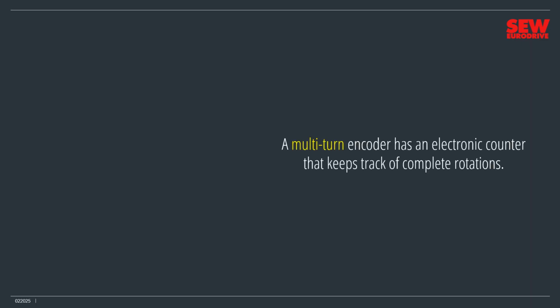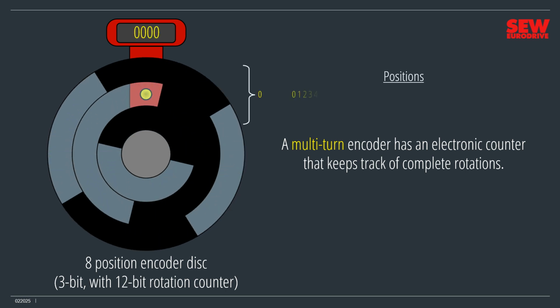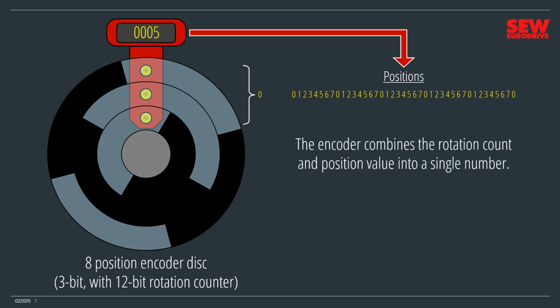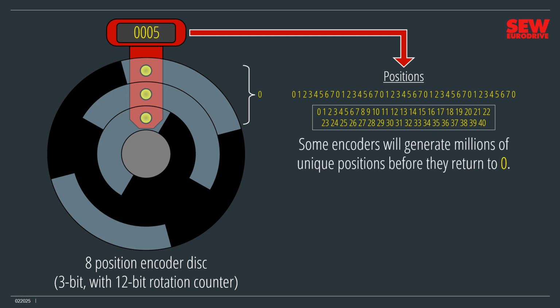For applications that must move longer distances, there is a better choice. A multi-turn encoder has an electronic counter that keeps track of complete rotations. Notice that as the encoder disk turns, the positions repeat after each rotation, but the counter keeps track of the individual rotations. The encoder combines the rotation count and position value into a single number. What it actually outputs is a long string of unique numbers. Some encoders will generate millions of unique positions before they return to 0.